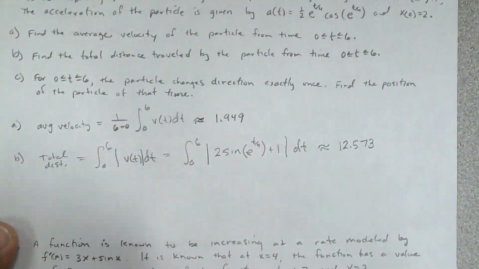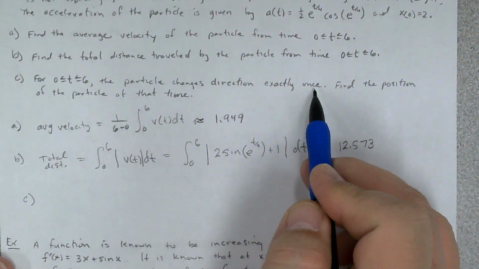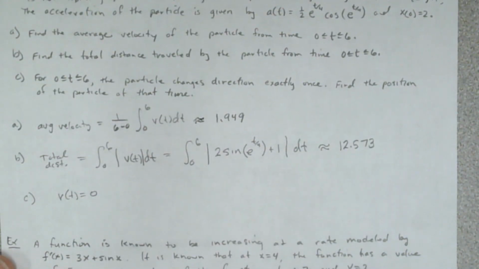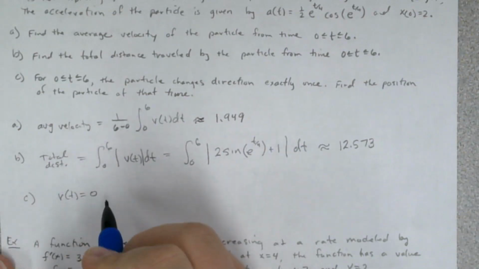Okay, so this requires us to do some thinking, making sure we understand the question that's being asked. The particle changes direction exactly once. Direction changes occur when the velocity changes sign, and those happen when the velocity is equal to 0. So these are the things that should be going through your head. If I need to find out when the particle changes direction, then I need to know when the velocity is equal to 0, because that's where it's going to change direction, provided it does change direction on either side of that.